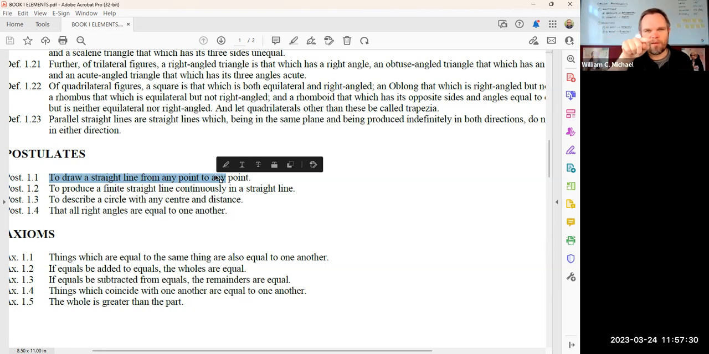So you have two points. One can be the center. The other one can be the point on the boundary. And then using that measure, you can describe around the center point a line that's equal to that distance, and it will form a circle. So a circle can be formed from two points. If you've got two points, you can form a line using postulate number one. And if you've got two points, you can form a circle using postulate three. So two points produces a circle.